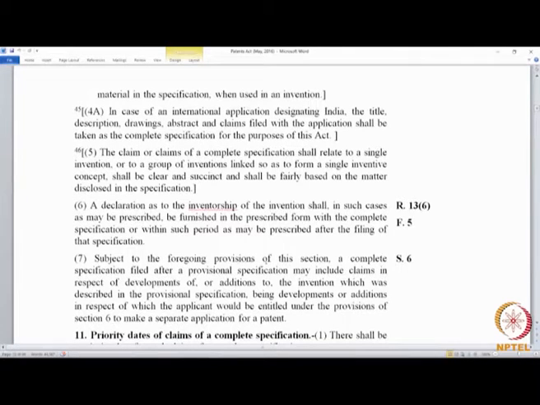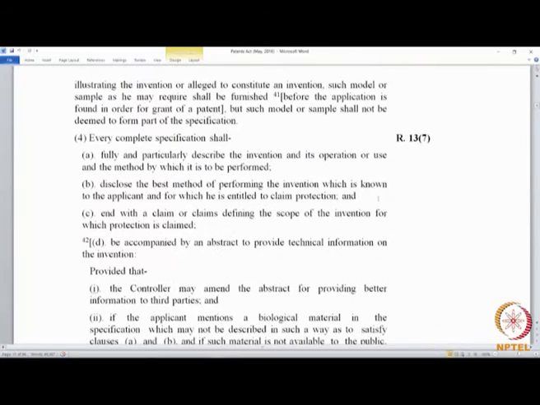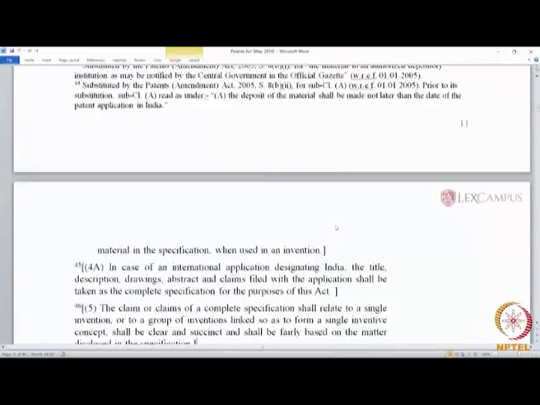The claims shall also be fairly based on the matter disclosed in the specification. This concept is called fair basis, which states that the claims are based on the matter that has been disclosed in the specification. This requirement is critical because a person cannot make a claim of something that he has not disclosed. If the applicant has not disclosed a part of the invention, then it would not be proper for him to claim it without making a disclosure, because as we have already seen in clauses A and B of section 10(1), the descriptive part has to be a full and particular description. It has to disclose the best method of working, the operation or use and the method by which it is performed. All these things have to be described in the complete specification.